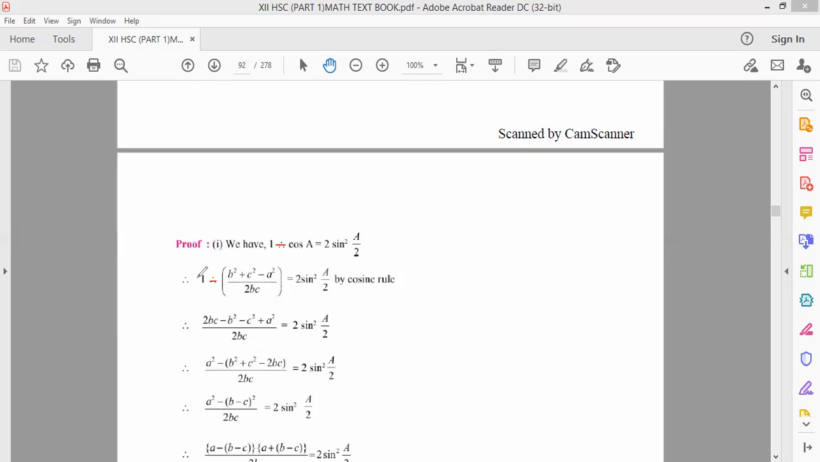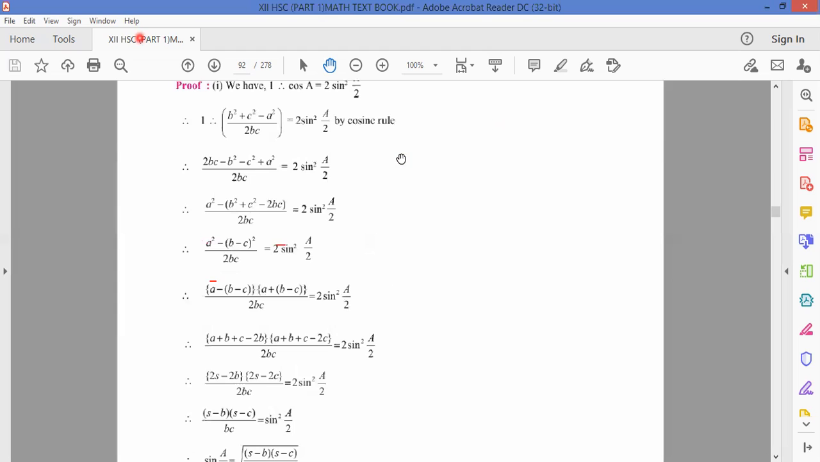Once again, it follows cyclic order. Here it is for a, so after a follows b. So here we have the sides, b square plus c square minus a square, the whole thing upon 2 times bc. This is the cosine rule for cos a. We'll take the LCM over here, so 2bc multiplied with 1, open the bracket. After this, the next step is what we observe over here. If we take out the negative sign common from these three terms, a square is undisturbed, it is written first: a square minus of b square plus c square minus of 2bc.